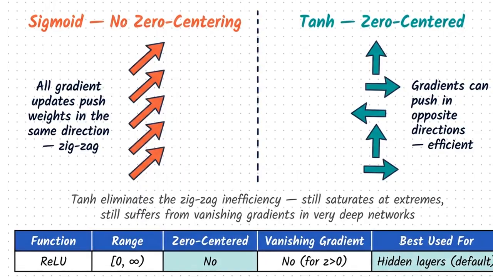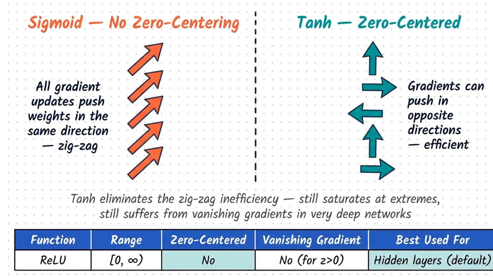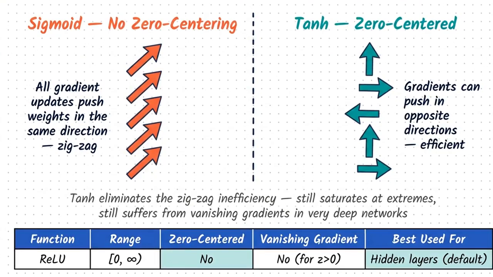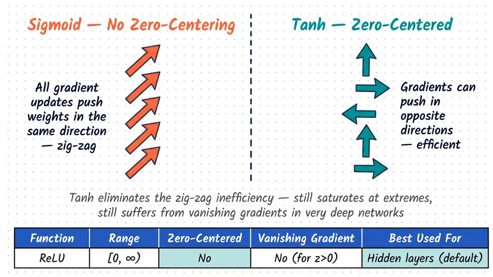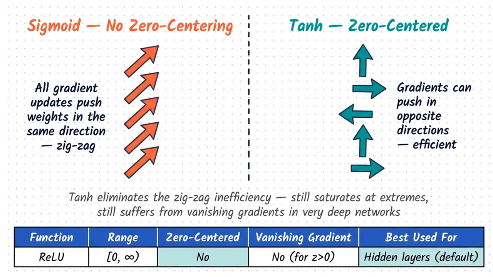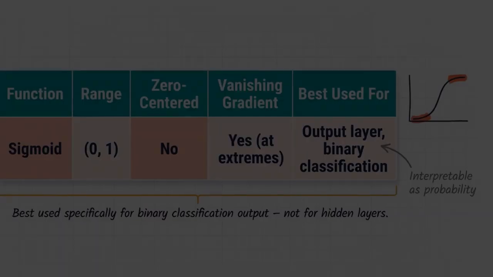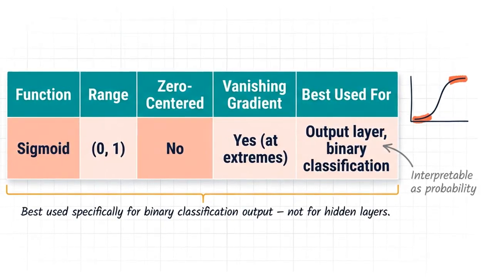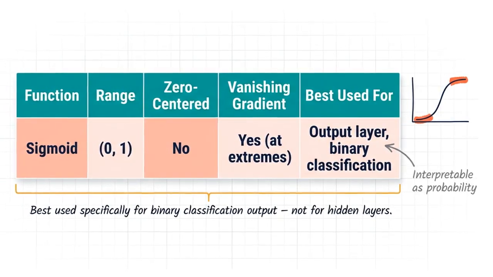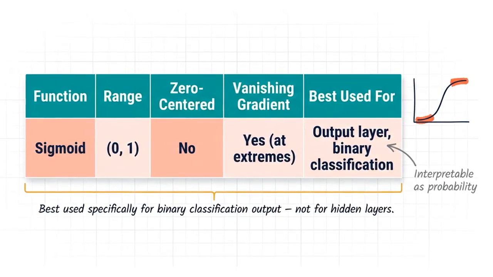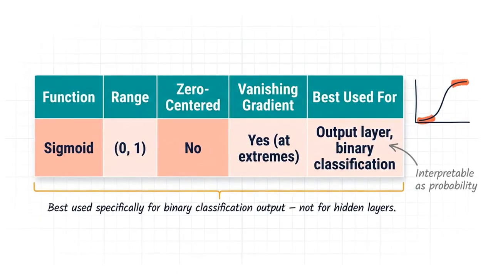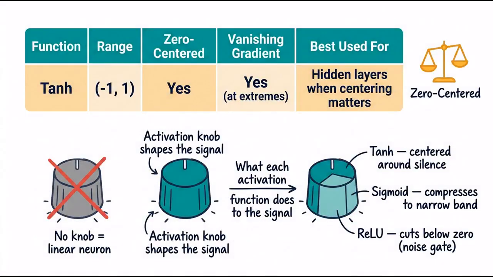According to sources, ReLU has a range from 0 to infinity, is not zero-centered, does not suffer from vanishing gradient for positive inputs, and is best used for hidden layers as the default choice. Sigmoid has a range from 0 to 1, is not zero-centered, does suffer from vanishing gradient at extremes, and is best used for the output layer in binary classification. Tanh has a range from negative 1 to 1, is zero-centered, does suffer from vanishing gradient at extremes, and is best used for hidden layers when centering matters.